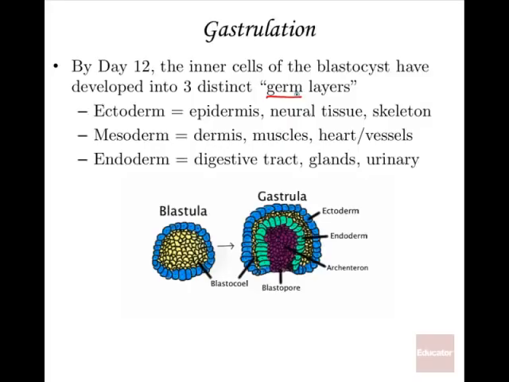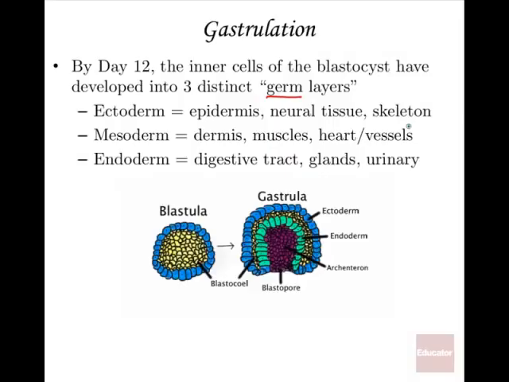So there's 3 distinct germ layers, the ectoderm, mesoderm, and endoderm. Ecto, outer, meso, middle, and endo, inner. And I'm giving you some examples here of what these cells become in a fully developed baby or human being that we can recognize. This is not all of the tissues. You can look up everything that the ectoderm becomes and everything that the endoderm becomes, but these are some major parts.